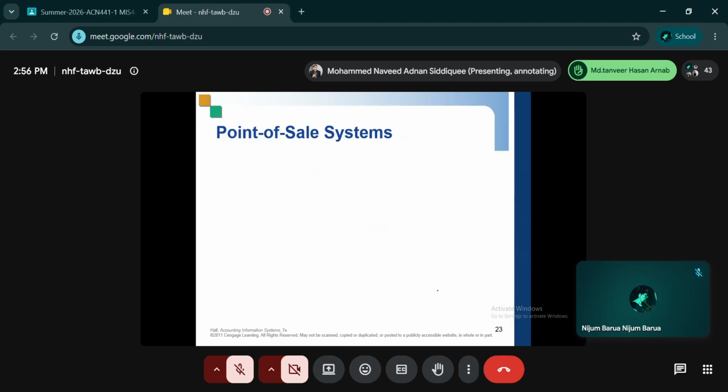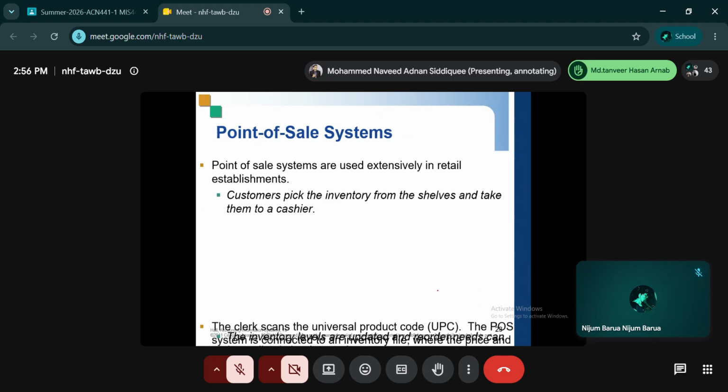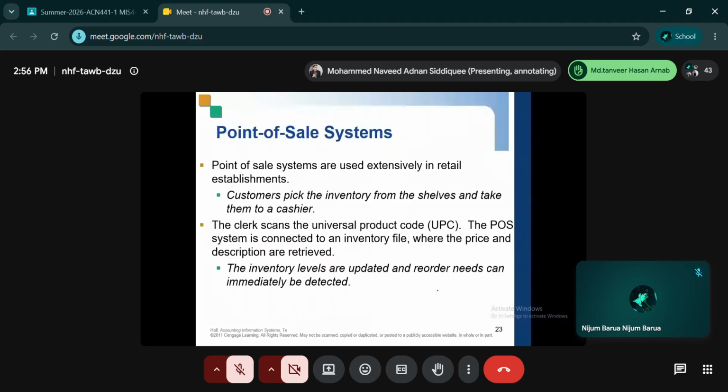Acha. So what are POS systems? These are something you're familiar with if you have gone to Shopno. Shopno uses a POS. POS means point of sale, right? So POS bole, POS machine use kore. So POS is basically point of sale. So point of sale systems are used extensively in retail establishments. Shopno, Mina Bazaar, Arong, Best Buy, right? So these are all examples which use point of sale systems.